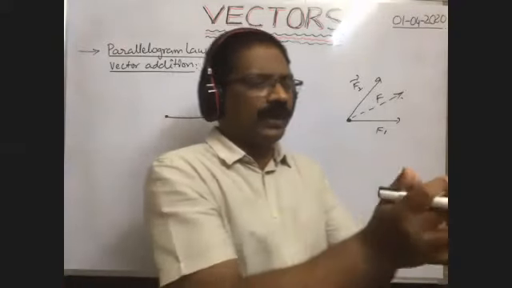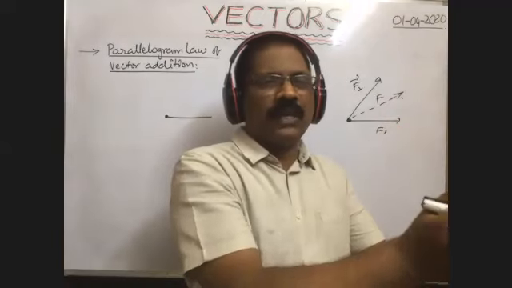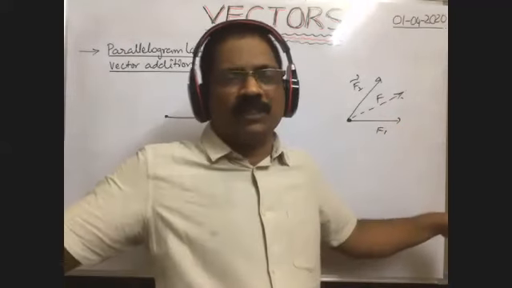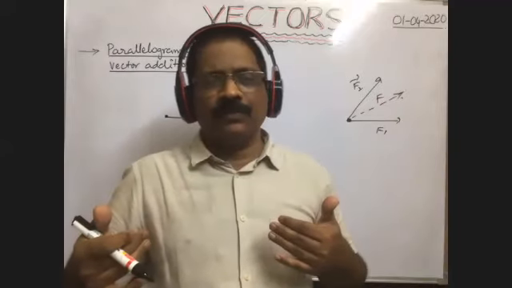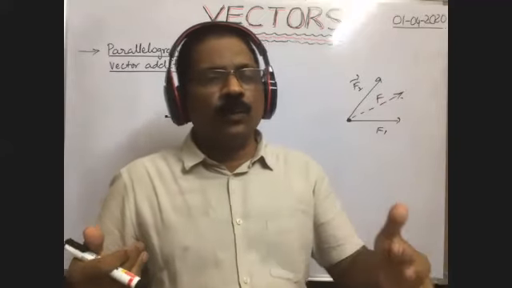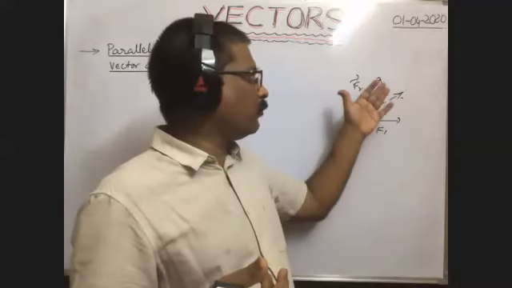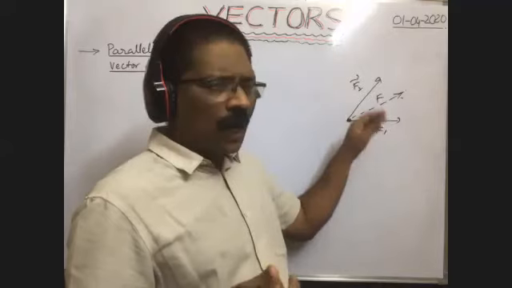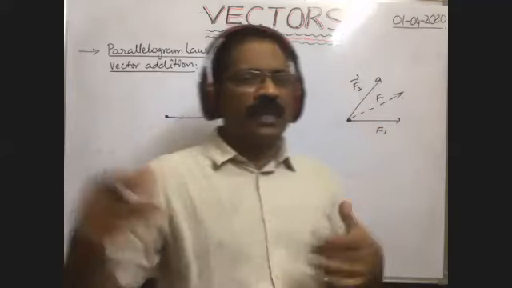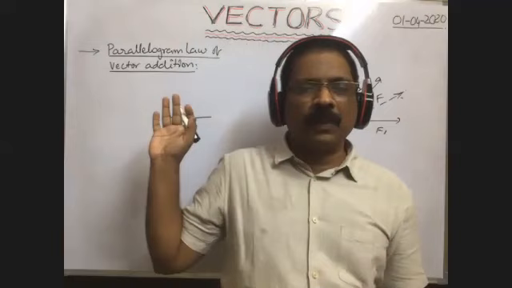You take a body, or you take a brick. Two persons simultaneously pull with different forces in different directions. Then the brick will move in another direction. The direction in which the brick moves is the direction of the resultant force acting on that body. This is the resultant force of these two. How can we find the resultant of these two? The parallelogram law of vector addition gives the answer.